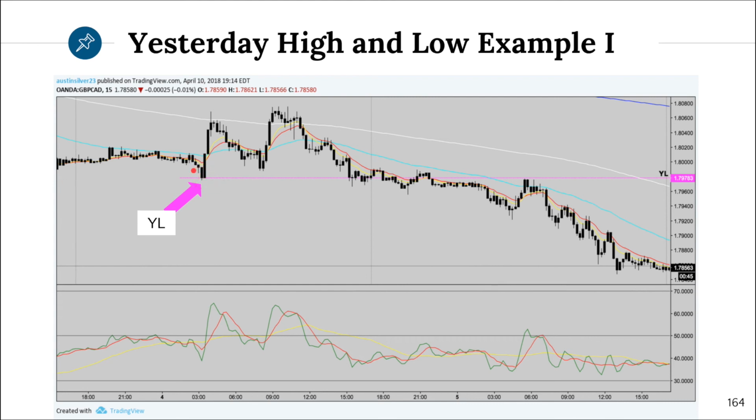Right here. You mark it with a pink horizontal line and you move forward. You can see that the next day we get clean moves off of yesterday's low. First move, pull back, holds yesterday's low, and then another move off of it. Liquid 50 in the sell zone all day, RSI in the sell zone all day. You'd be looking for sells all day here off of yesterday's low.